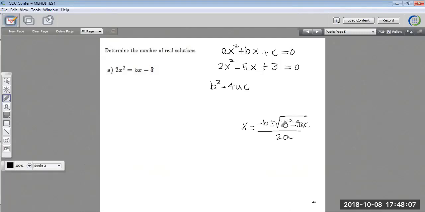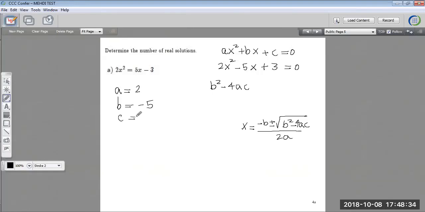If it's greater than 0, you get real solutions. If equal to 0, then we get an identical solution. You get one solution, minus b over 2a would be the only solution. So in this case, let's identify which is your a, which is equal to 2. Your b is equal to -5. And your c is equal to 3.